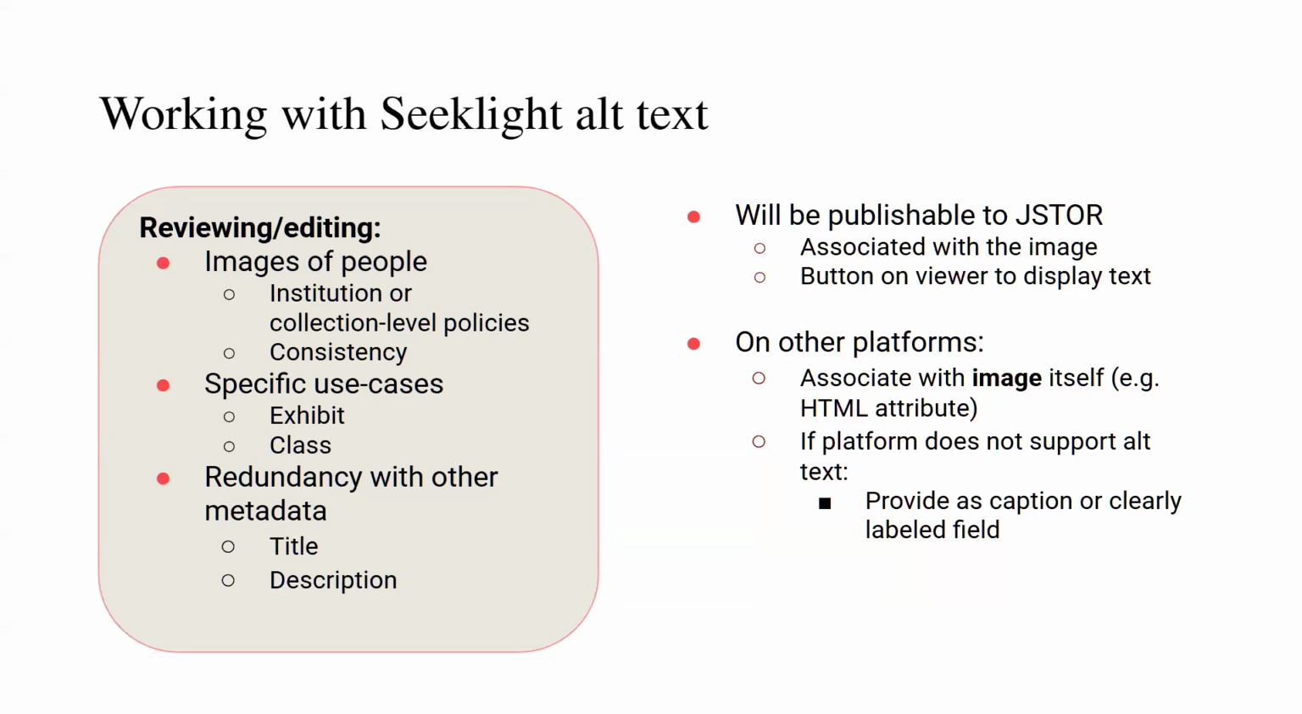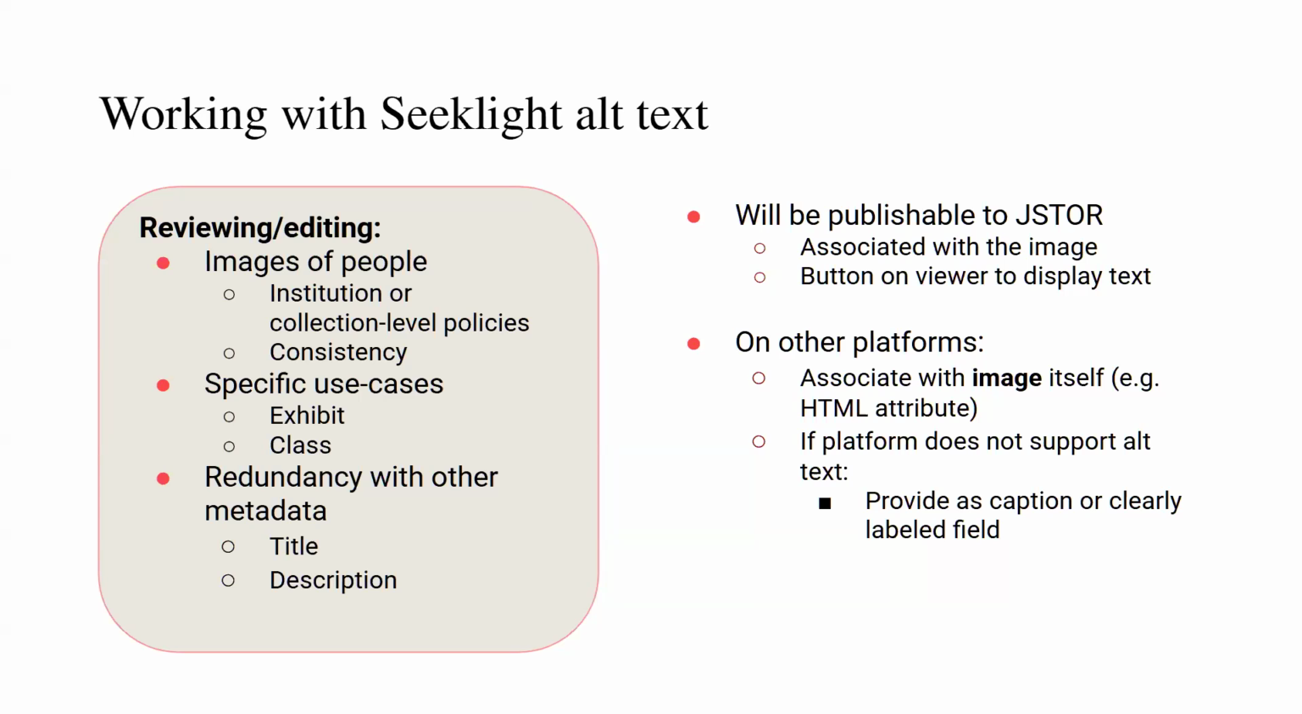That's why I would recommend documenting some sort of policy or guidelines, because it'll help you keep consistent. The context of your images is also important. So whether you're publishing to JSTOR or using it in something more specific, like an exhibit or a particular class, as I mentioned, Seeklight's alt text is geared towards a more general use case like display on JSTOR, and it might need to be adjusted if you're doing something more specific than that.